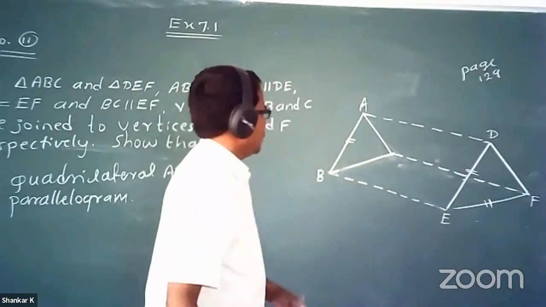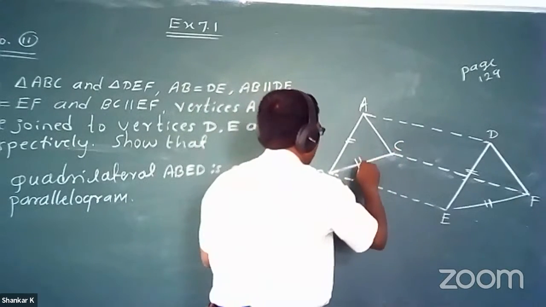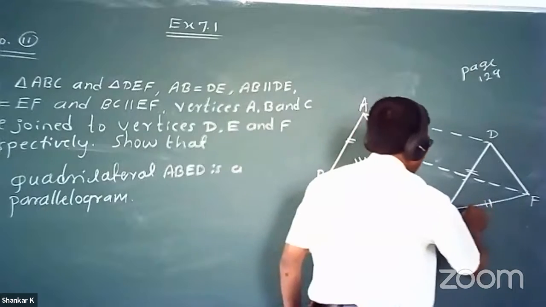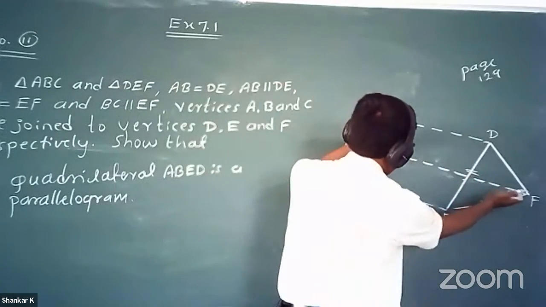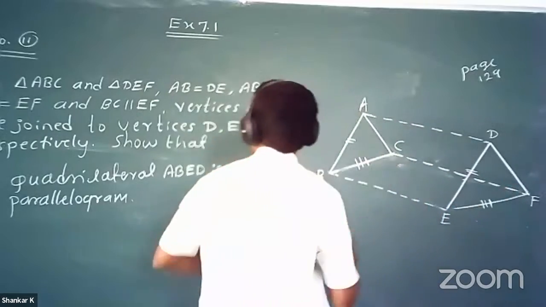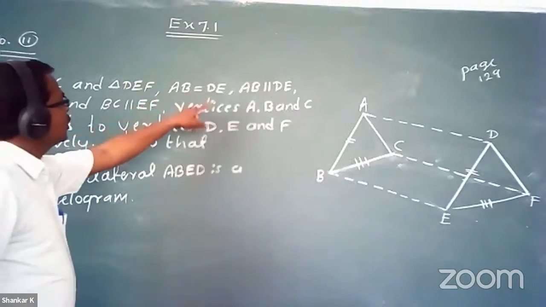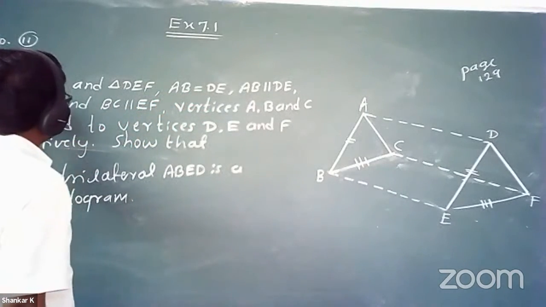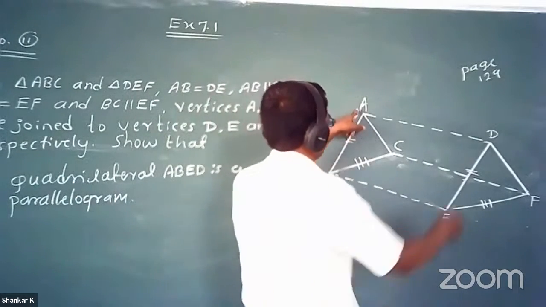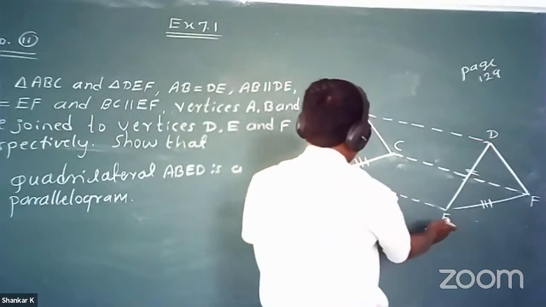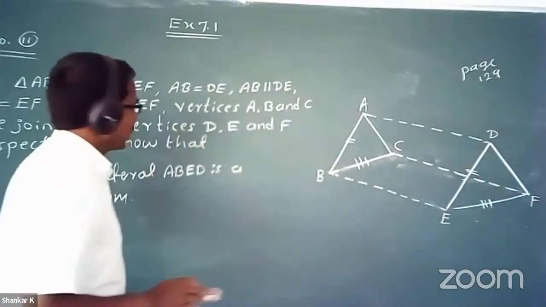Now you see, BC equals EF. This is also given, and these two are also parallel. Okay, this much is given: AB equal to DE, BC equal to EF. Then A is joined to D, B is joined to E, C is joined to F. This much is given.